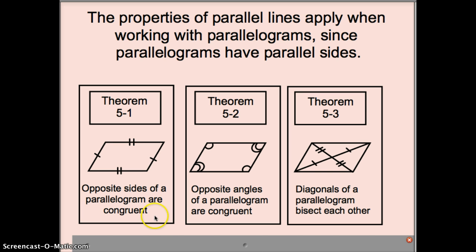In theorem 5.1, we have: opposite sides of a parallelogram are congruent. Opposite angles of a parallelogram are congruent. And one probably not commonly known is that diagonals of a parallelogram bisect each other. So you have two pairs of bisected lines, and each diagonal bisects the other, creating the congruent segments.